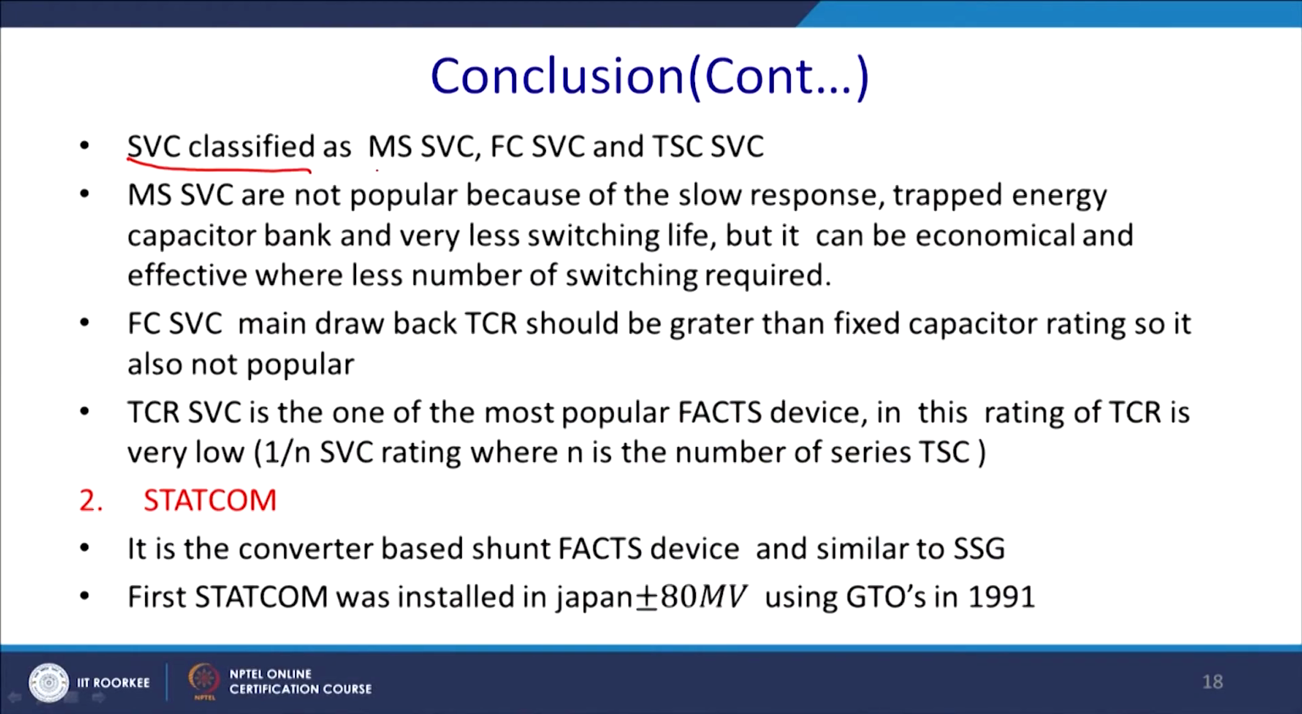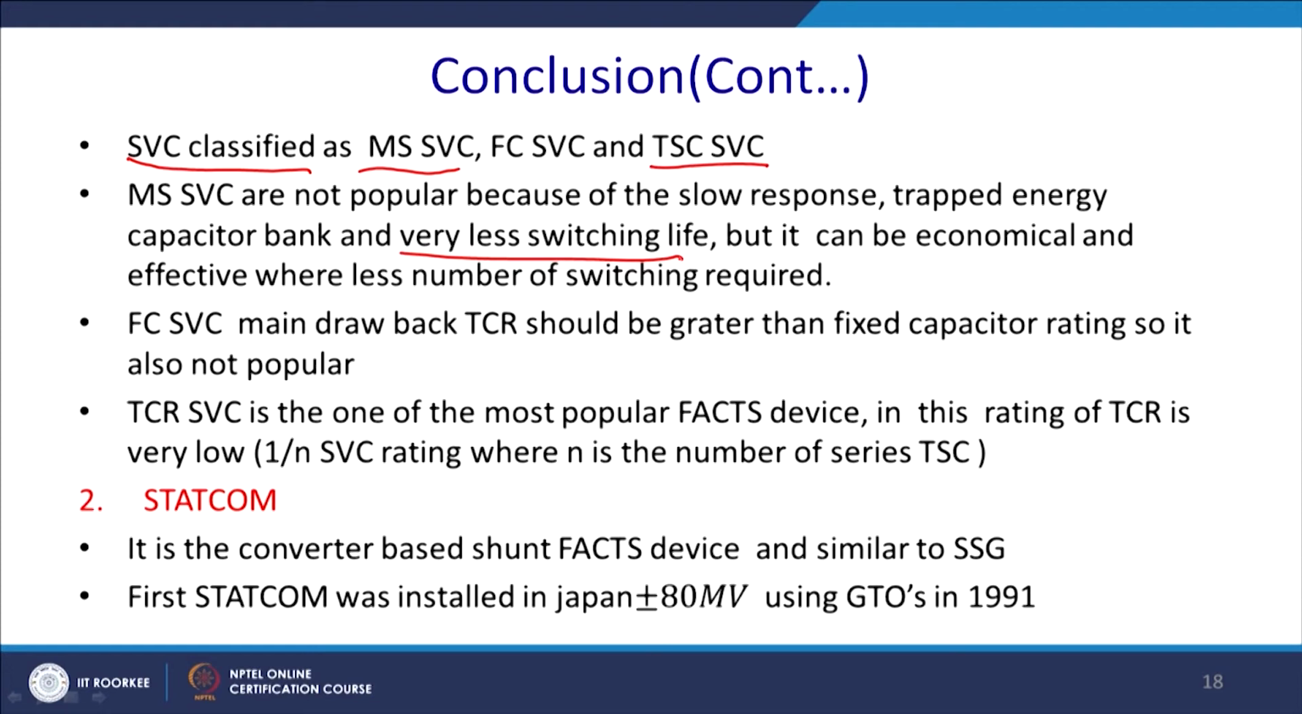So we have seen that SVC can be classified as mechanically switched SVC, fixed SVC that we have seen right now, as well as TCR SVC. Mechanically switched SVCs are not very popular because of the slow response, trapped energy in the capacitor bank and very limited switching life, but they can be economical and effective where the number of switching operations is small.